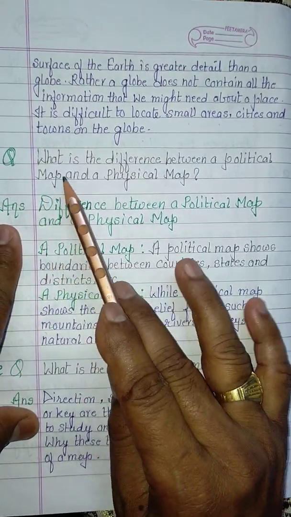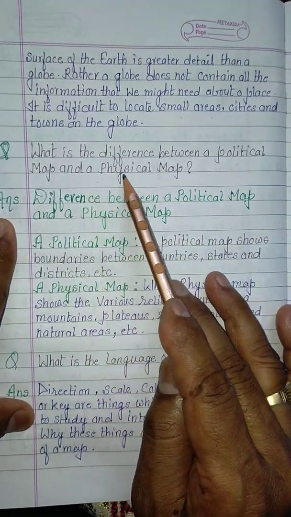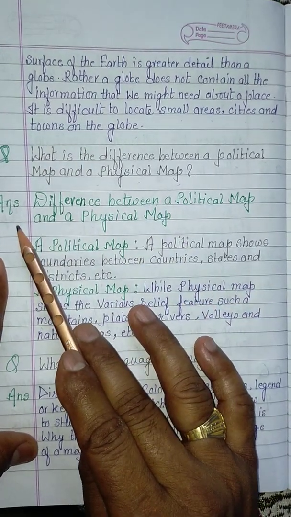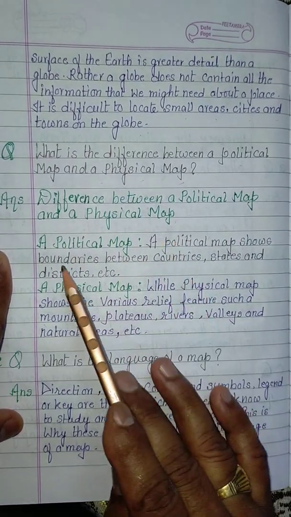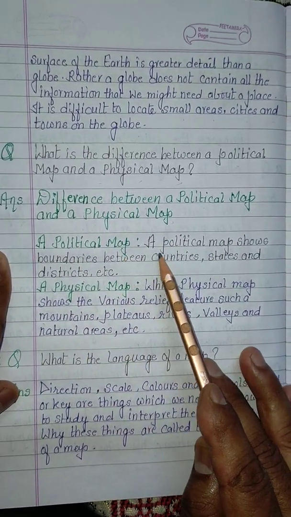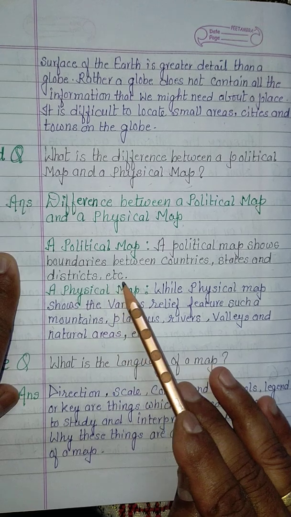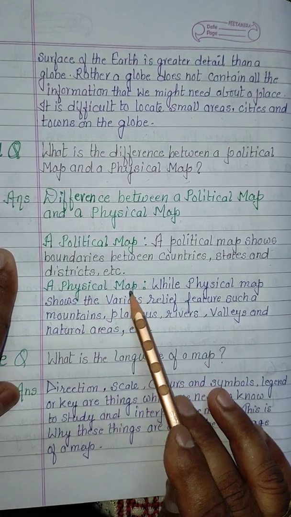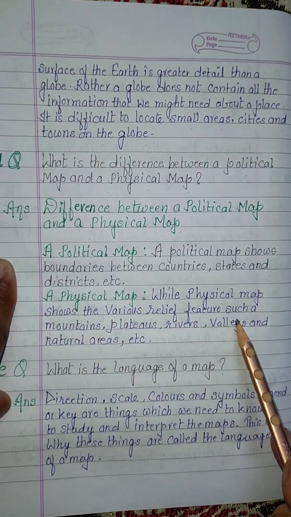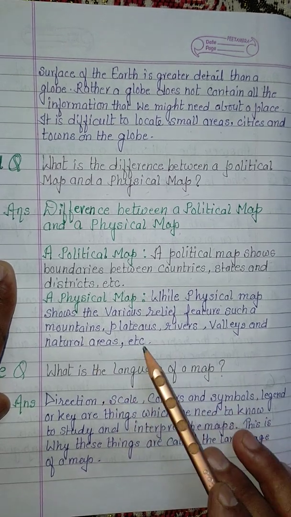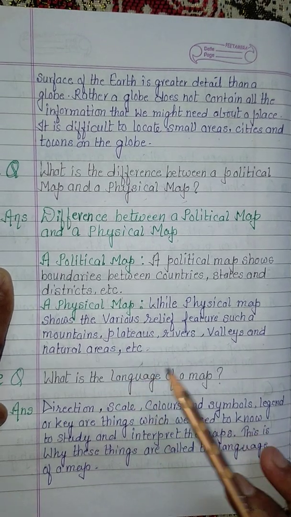Question number D. What is the difference between a political map and a physical map? Answer. Difference between a political map and a physical map. A political map shows boundaries between countries, states, and districts, etc. While a physical map shows the various relief features such as mountains, plateaus, rivers, valleys, and natural areas, etc.